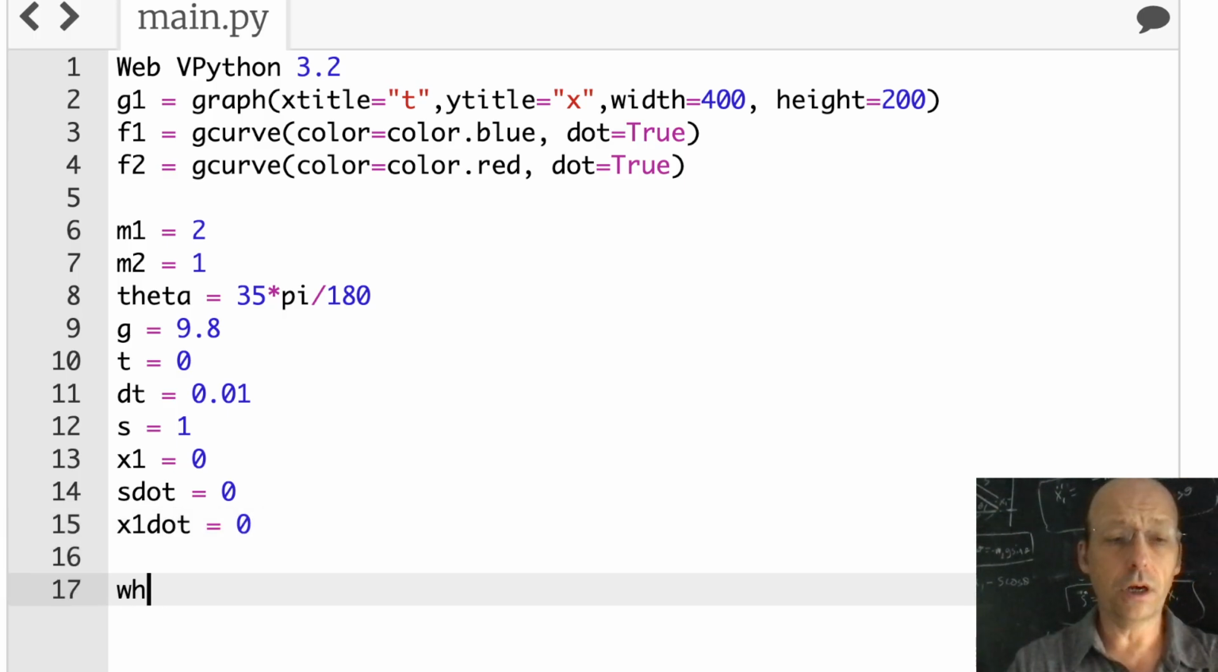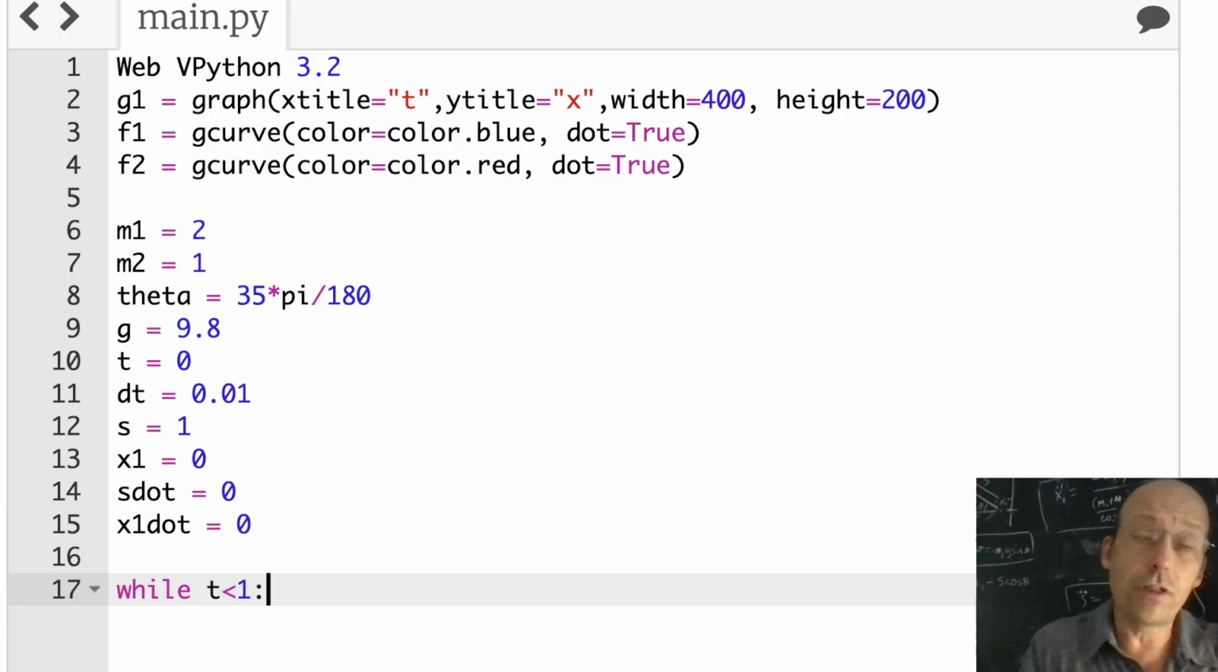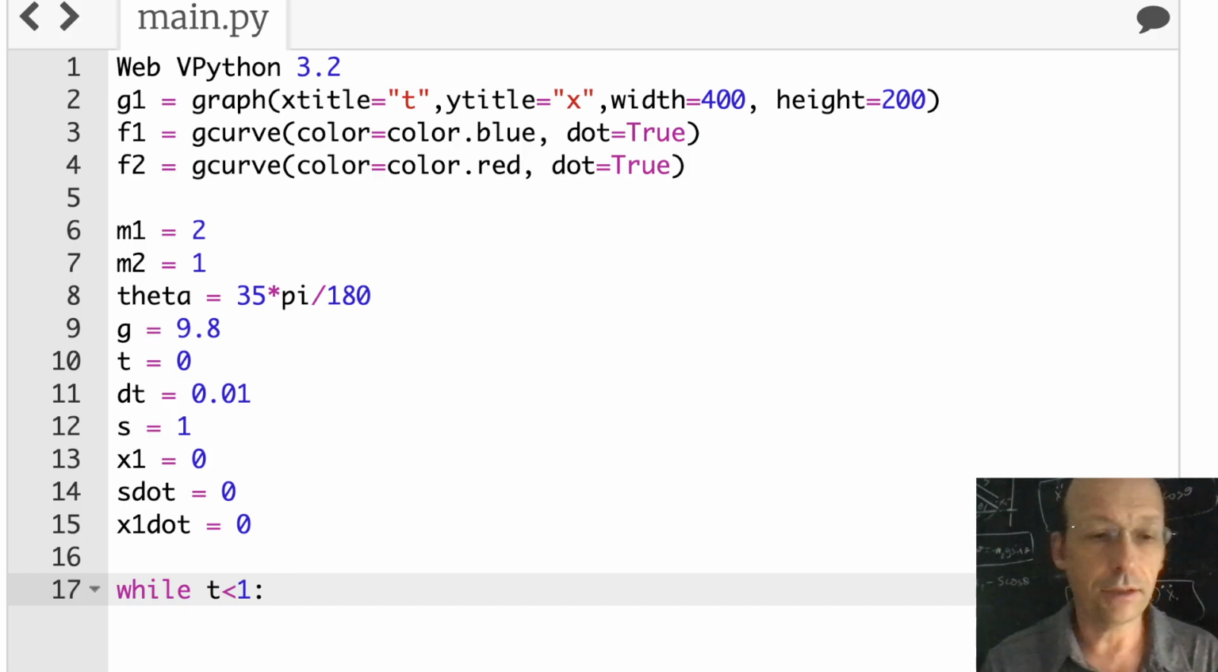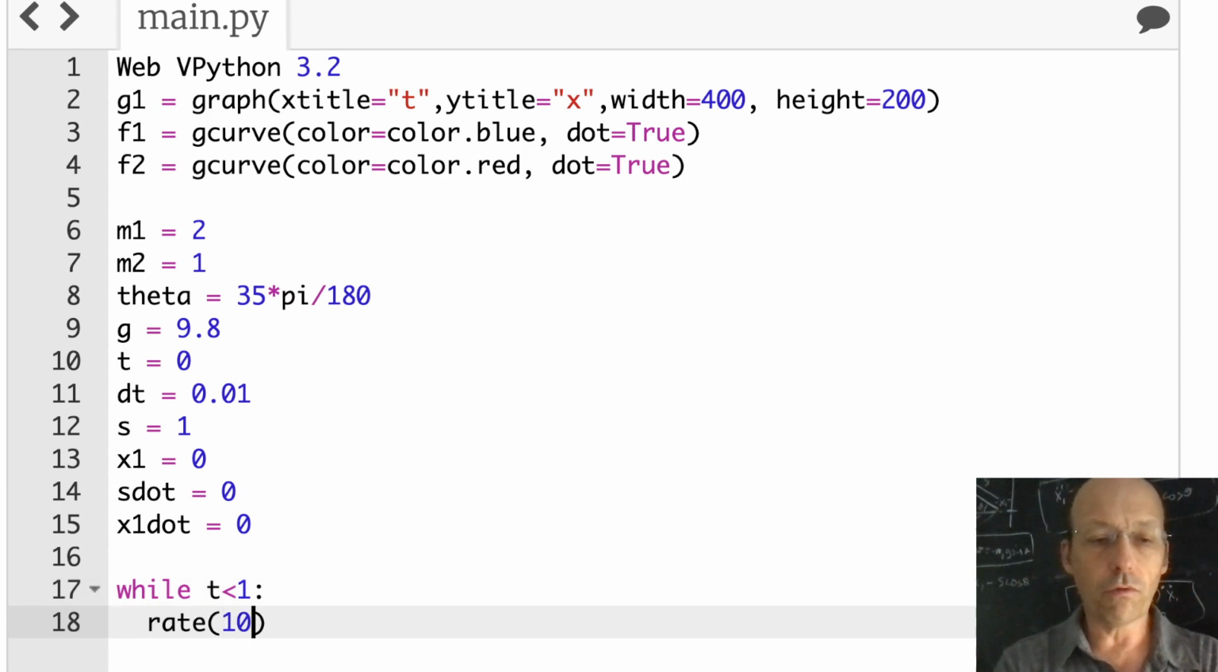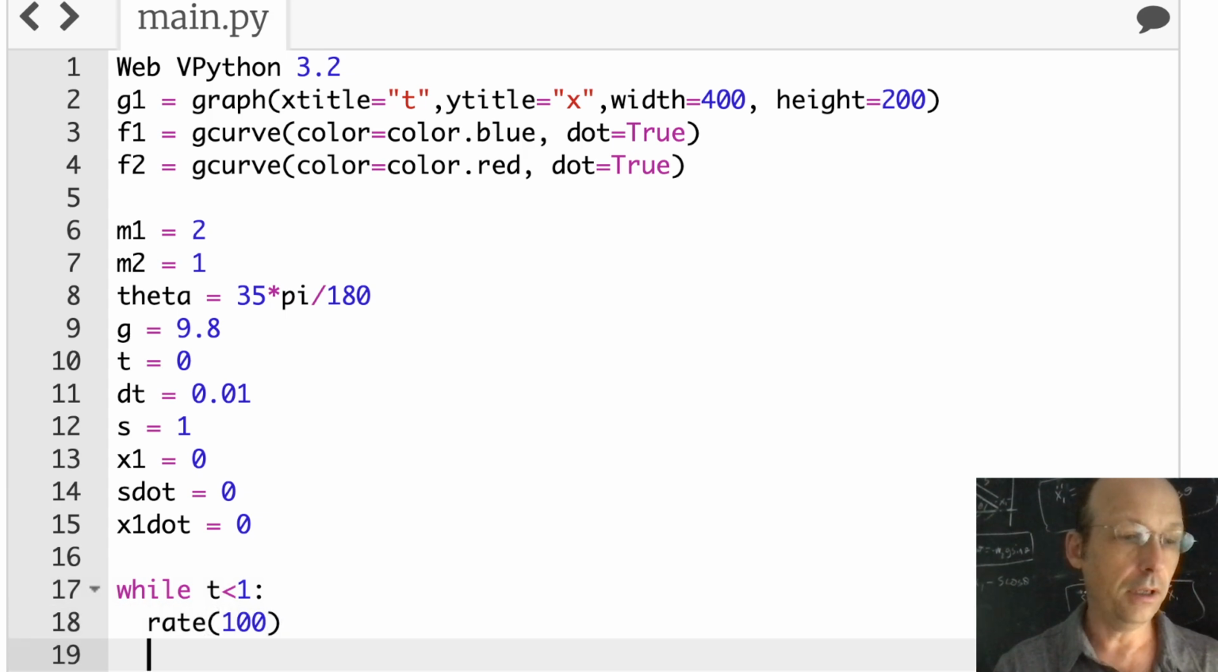So now let's just do a time loop. Let's say while t is less than 1. I could do it while s is greater than 0, but I don't like to do that because it's possible I get the sign wrong and it moves further away, and then my program never ends, and awkward. So I don't want to do that. I am going to do a rate so that it will take 1 second to run, and we can watch it. It'll be fun.